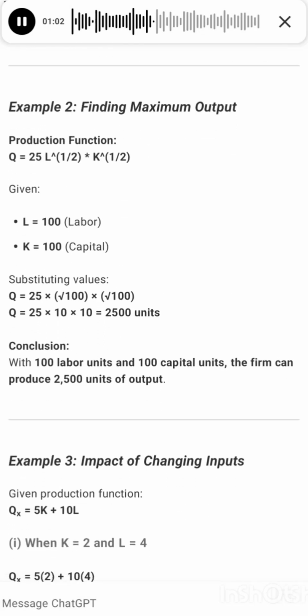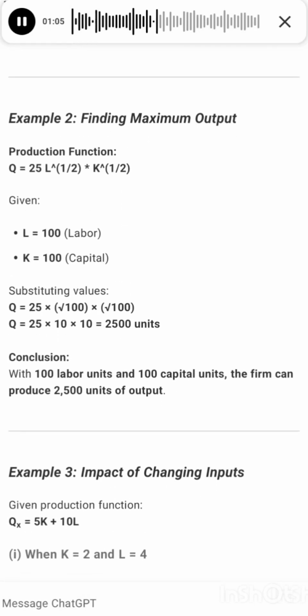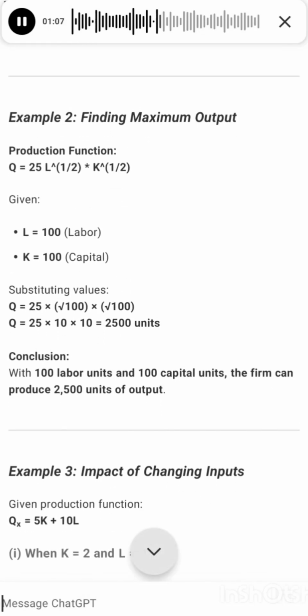Example 2, finding maximum output. Production function. Q equals 25 times L to the power 1/2 times K to the power 1/2, given L equals 100 labor, K equals 100 capital. Substituting values, Q equals 25 times 100, Q equals 25 times 100 equals 2,500 units. Conclusion. With 100 labor units and 100 capital units, the firm can produce 2,500 units of output.